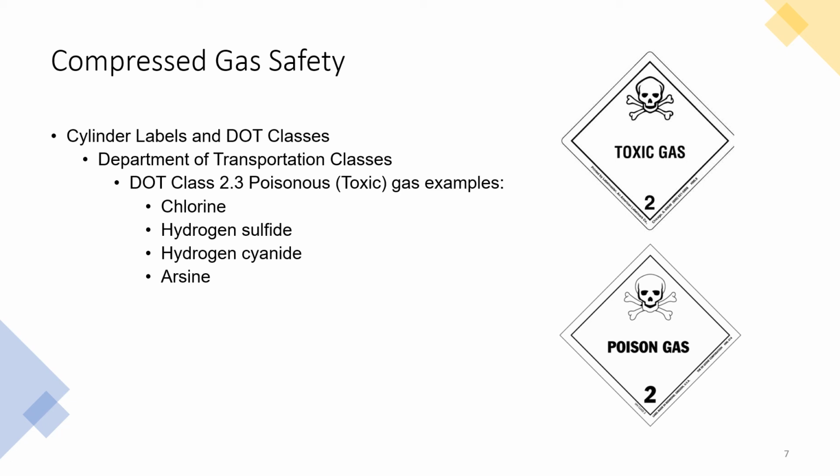You will also see where this is going to be a white label. So to wrap up, a class 2.1 flammable has a red label, 2.2 is the green, non-flammable, non-poisonous, and finally the last one, 2.3, poisonous, sometimes called toxic, is out there with a white label. And the skull and crossbones is typically a giveaway. It's something bad.